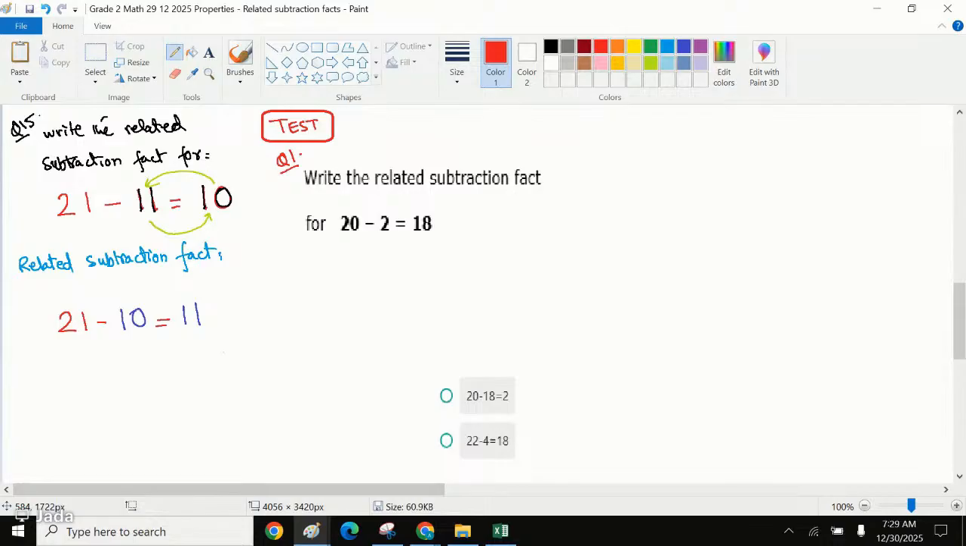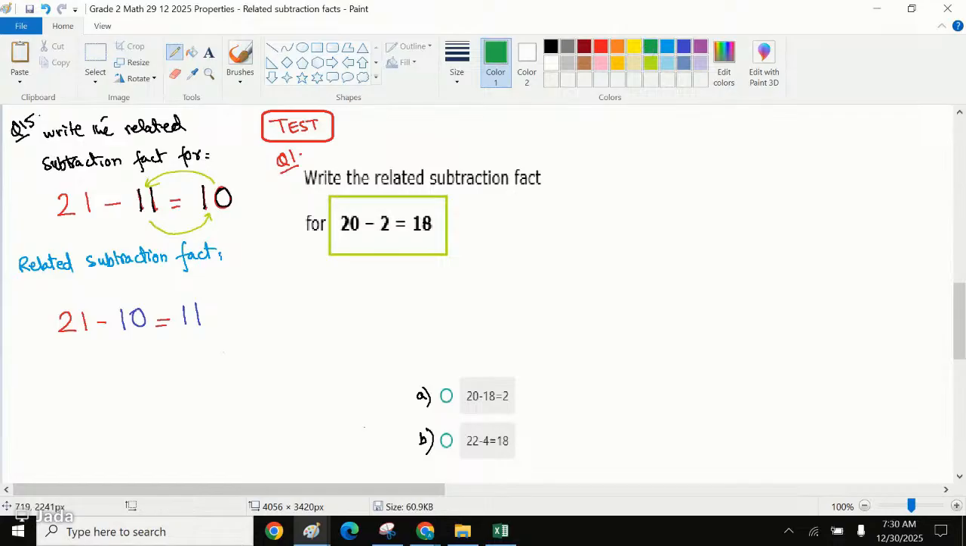Okay. So if the question given is 20 minus 2 is equal to 18, what should be the related subtraction fact? Option A or option B? Let's do this together. The easiest way to find the answer is we look at both the answers. One option has 20 minus 18 is equal to 2. The second option has 22 minus 4. But we do not have 22 in the original question, right? We only have 20, right? Yes, option number A. Thank you, Aiken.